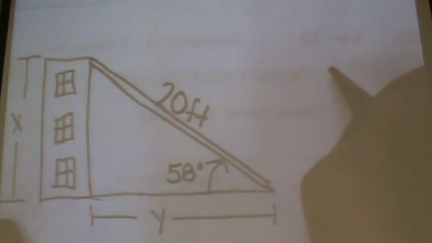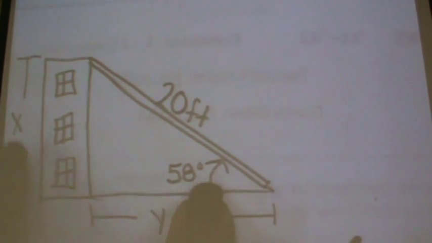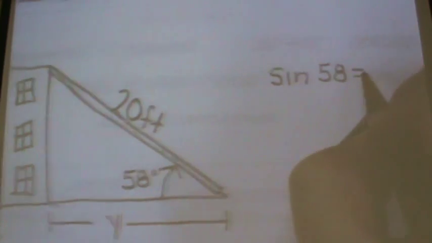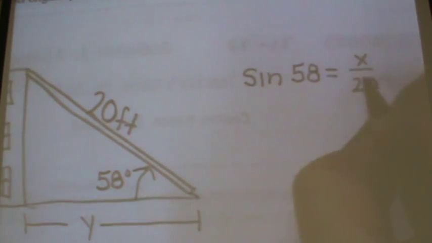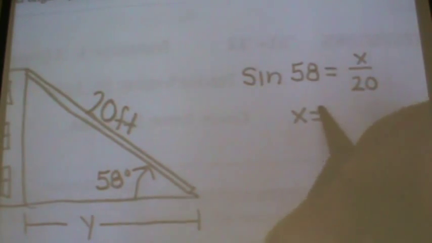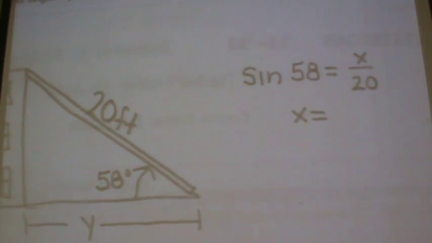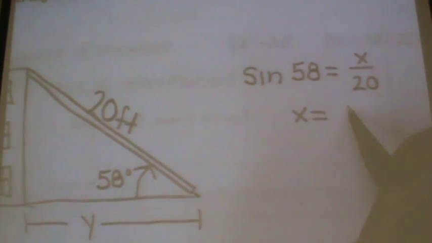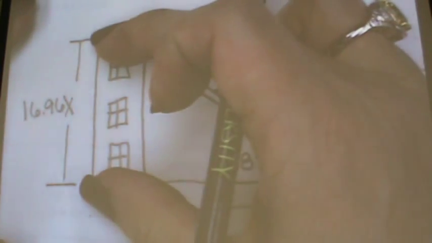Let's do X first. What trig ratio are you going to use to find X? Sine. So the sine of 58 is equal to X over 20. Make sure your calculator is in what mode? Degree mode. So what do you get? This should be 16.96. So 16.96 is this dimension right here.